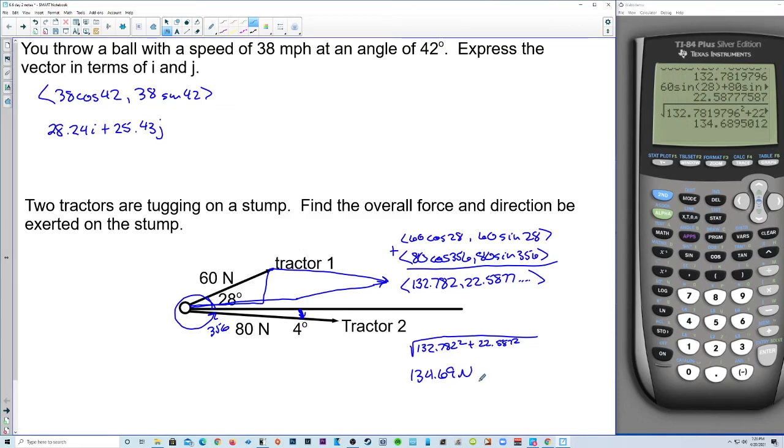134.69 newtons. And then we'll take the inverse tangent of the 22.587 divided by the 132.782. But we're going to actually go grab the numbers. So we're going to do second inverse tangent. I need the 22.587. And we're going to divide that by, we'll go grab the 132.782 up here. And the overall angle is 9.65 degrees.